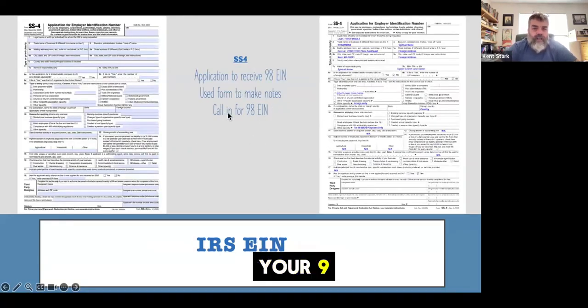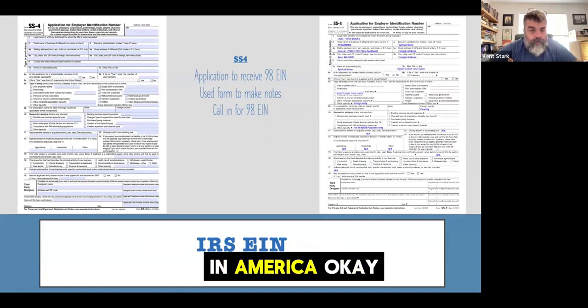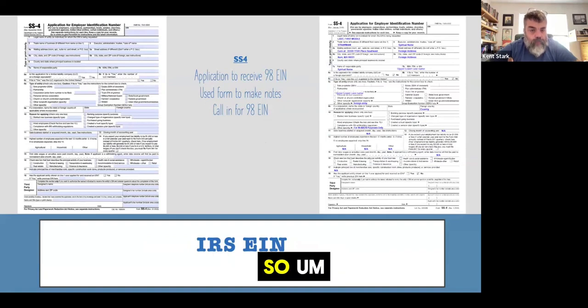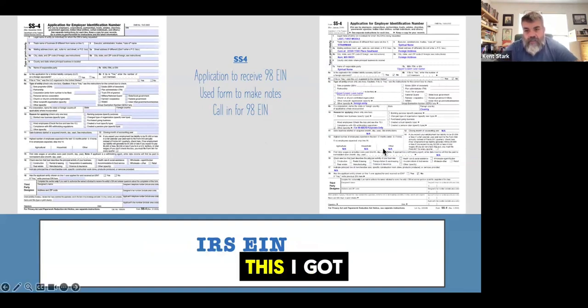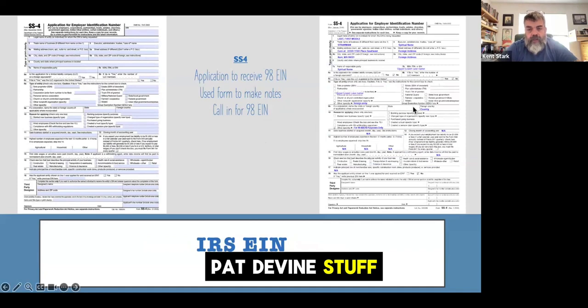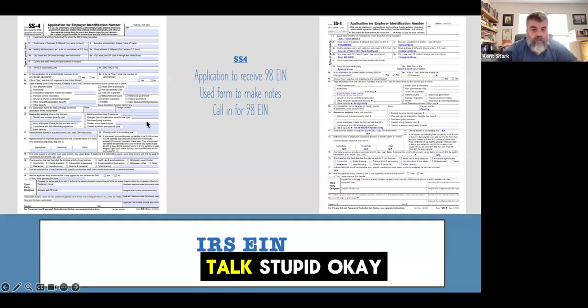So this is how you get your 9A EIN. This is the SS4. So you don't send this in, okay? Because technically you're telling them that you don't have an address in America, okay? So there's a lot of information out there about zip codes and stuff like that, but that's what pulls you in the jurisdiction. So you don't want to use an address. Here's an example on the right. This I got from Pat Devine stuff. Okay, and this kind of gives you an idea how to fill this out. You're only filling this out so when you call them on the phone that you don't talk stupid.